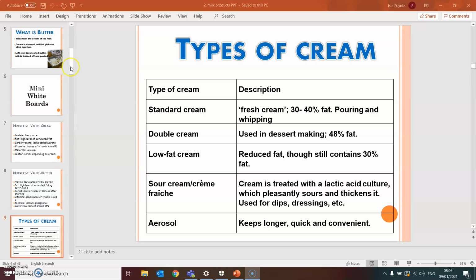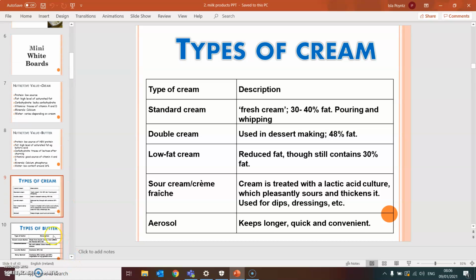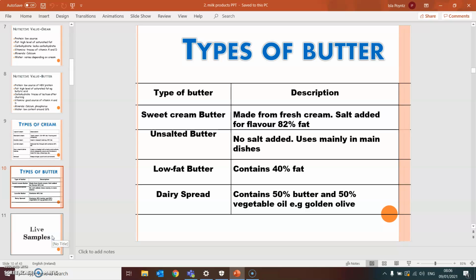Now just moving to the next slide there. Okay, so the types of butter. So we have sweet cream butter, right? So that's really our regular butter. And salt is added, and it's 82% fat. So for something to be technically labelled butter in Ireland, it has to have at least 80% fat. So there's 82% fat there in our regular run-of-the-mill butter, our hard butter.